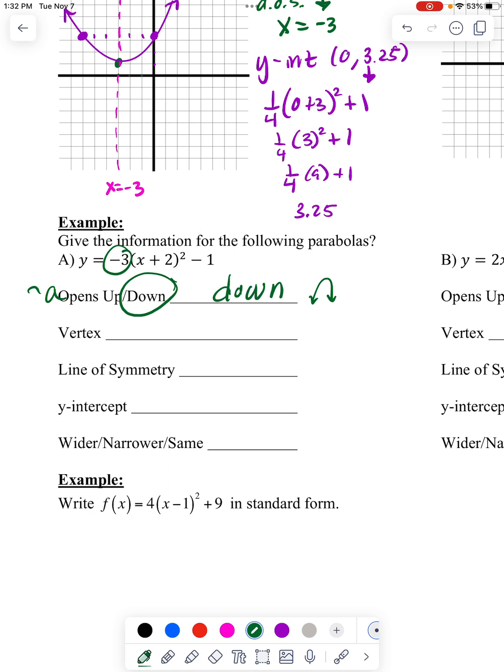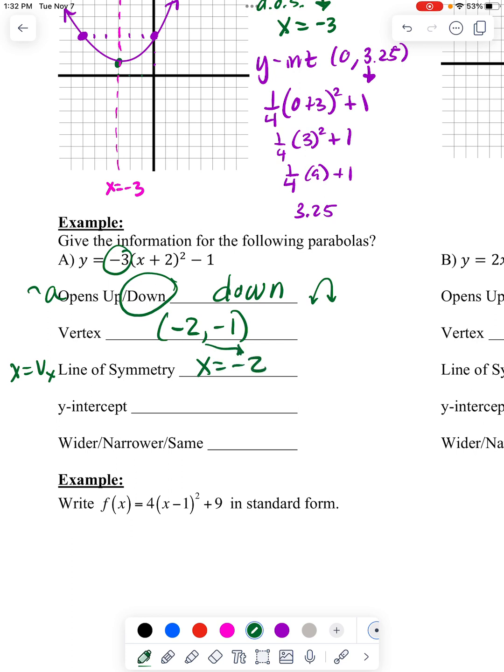The vertex, well, this is in vertex form. So I take the number from the inside of parentheses and change it. I keep the number on the outside of parentheses. To find my axis of symmetry, I write x equal to the vertex x coordinate. So x would have to go through negative 2.